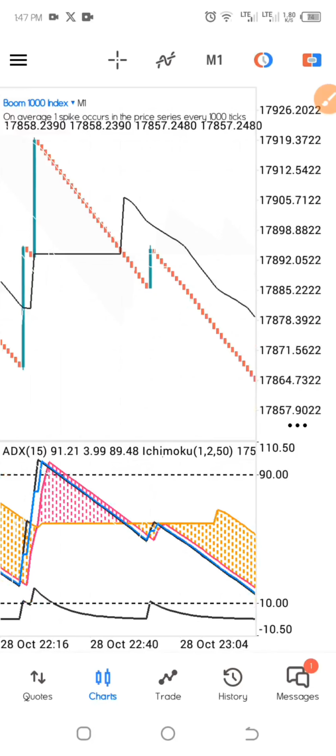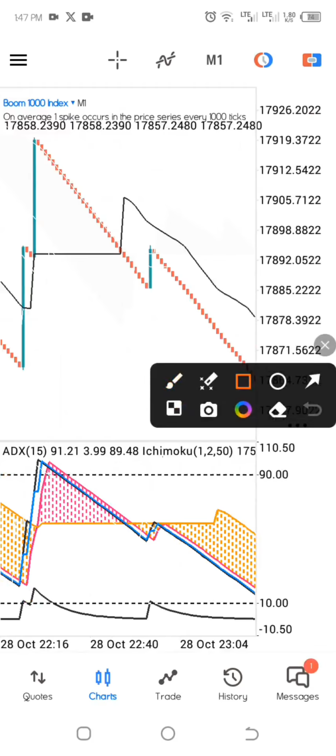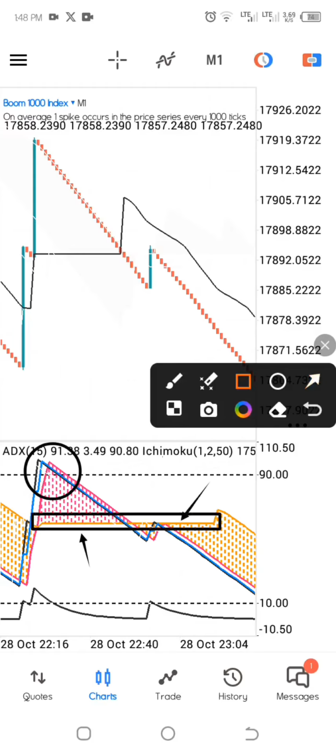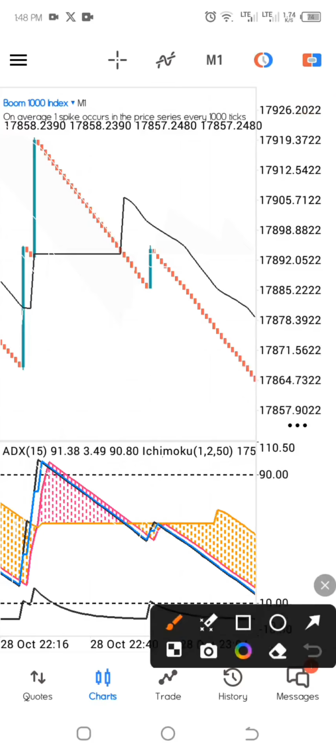So how do you now take a selling opportunity? After we see all these conditions on the ADX, we wait for the line right here. This is where you want to pay attention. You want to see the line cross below this line you are seeing right here. When it crosses below it, we also want to see it come back and touch the line again right here. You can see it right here, it comes back and touches it. When it touches it, we are now going to be looking for a sell trade.